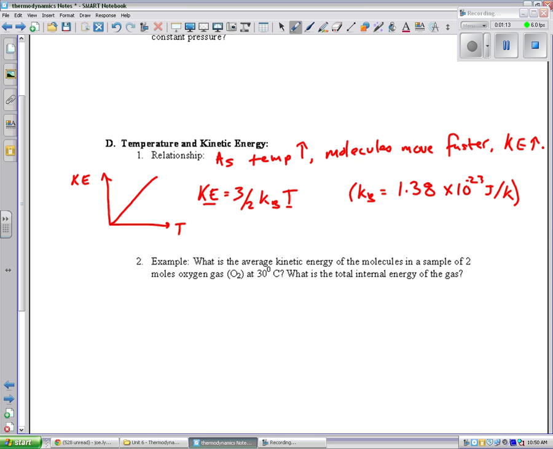Now, the average kinetic energy of the molecules in a sample of 2 moles of gas we're going to find first, and then the total internal energy of the gas. So first, the kinetic energy is 3/2 kBT. It is 3/2. kB is this 1.38 times 10 to the minus 23rd joules per Kelvin. And then the temperature is 30 Celsius, so the temperature is 30 plus 273, which is 303 Kelvin.